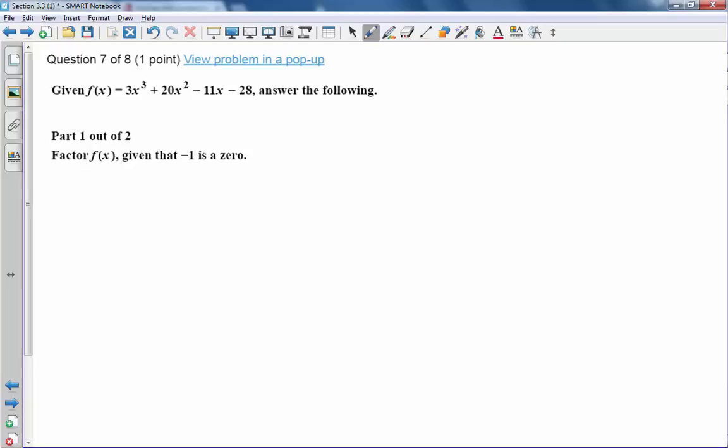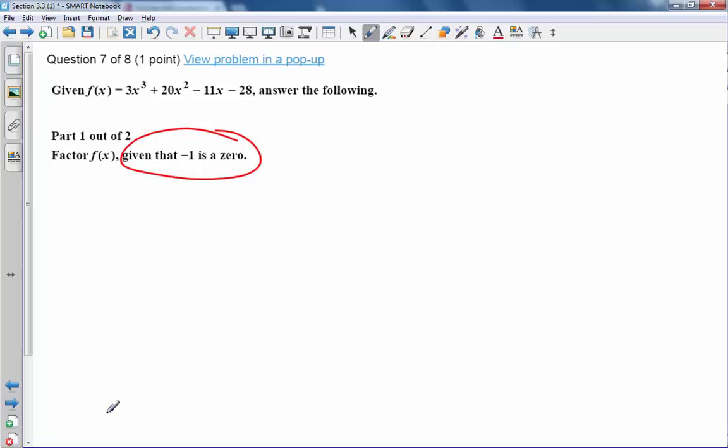Oh, what do you think about this one? You're given a polynomial, degree 3. In the first part, I want you to factor f of x. Factor means really you need to get all those parentheses resolved. But they help us with the information. They said -1 is already a 0.